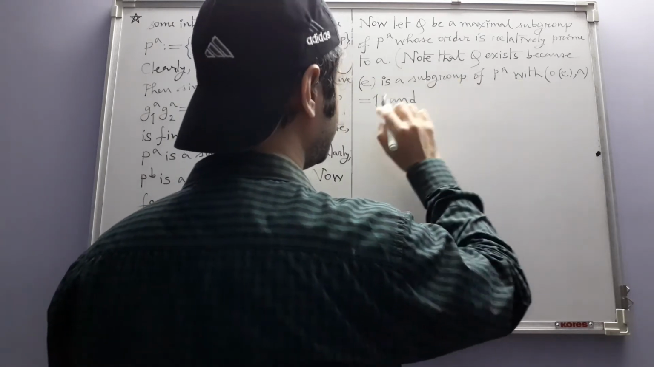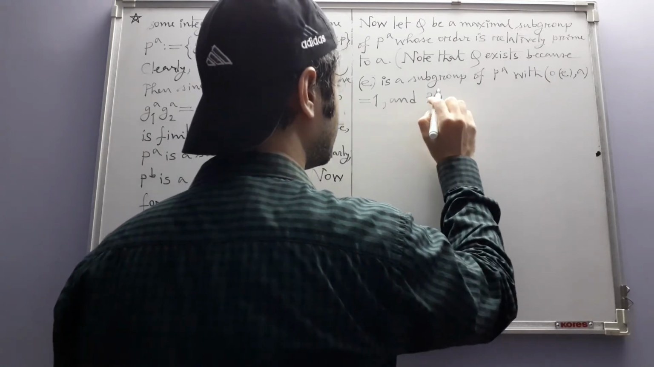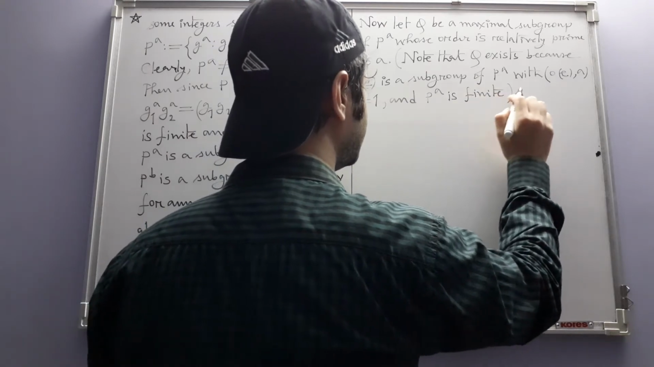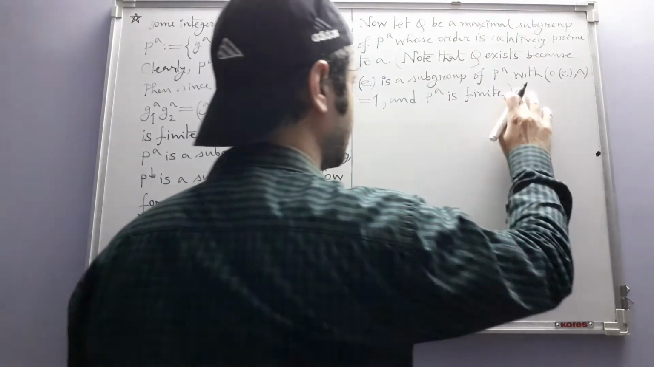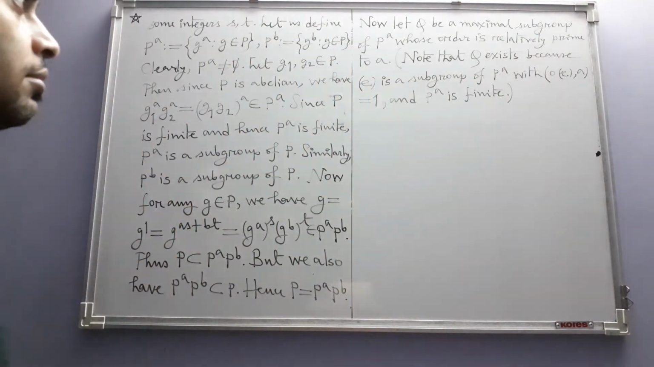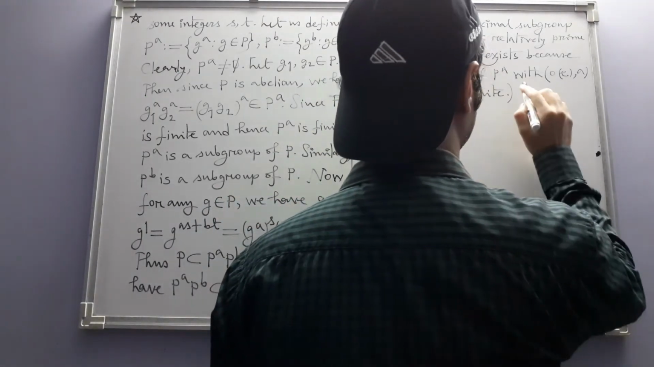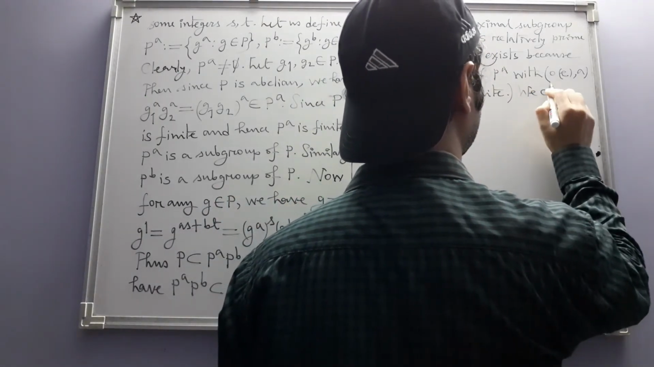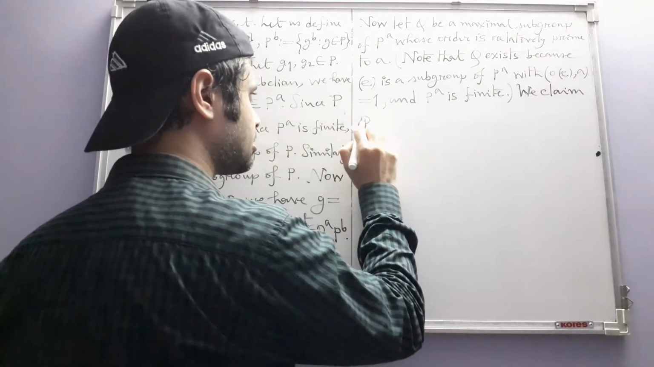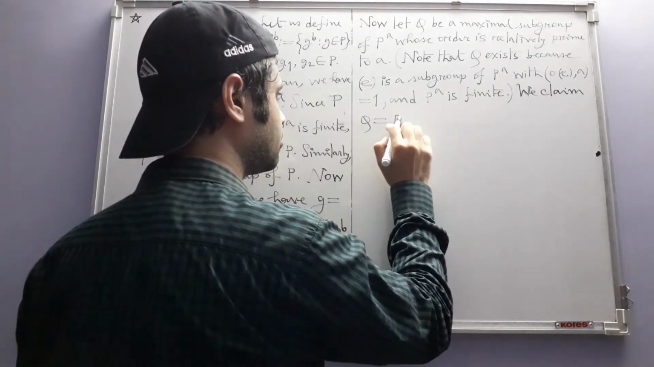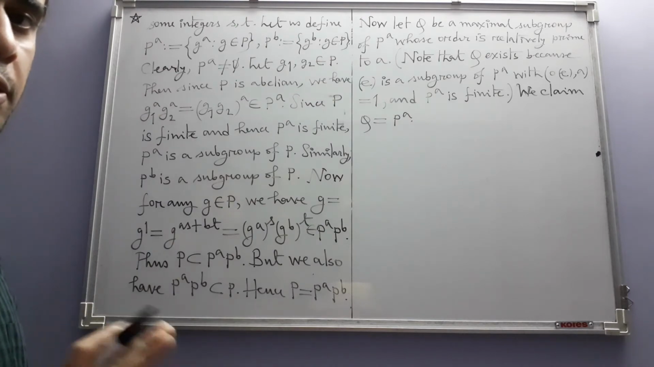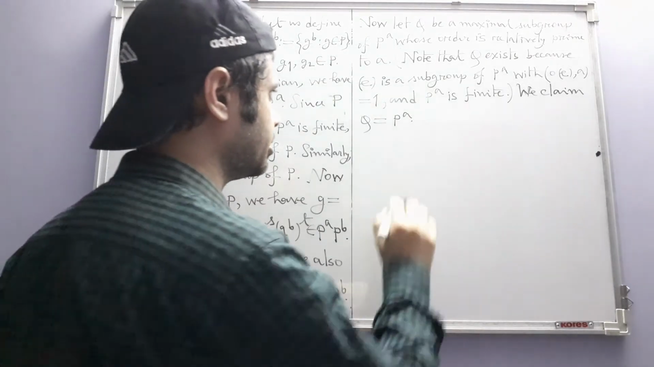Because this is a subgroup of PA, and PA is finite. PA is finite because P is finite. Okay. Now our claim is this. We claim that this maximal subgroup should be equal to PA itself. To prove this claim, we will suppose that's not the case and arrive at a contradiction.